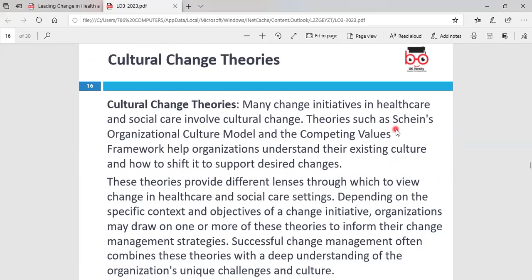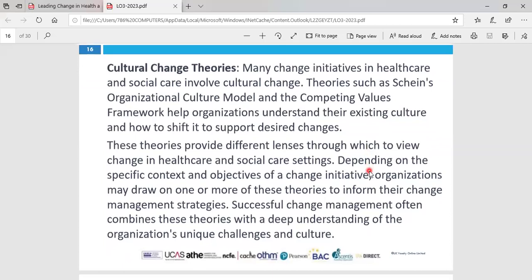Cultural change theories. Many change initiatives in healthcare and social care involve a cultural change. So you have Schein's organizational culture model and the competing values framework that help organizations understand their existing culture and how to shift it to support desired changes. So you're talking about cultural changes. Culture is an important barrier or sometimes a facilitator in the change that you're doing. These theories provide different lenses through which you view change in healthcare. So you have a cultural view also while you're making the changes in healthcare.